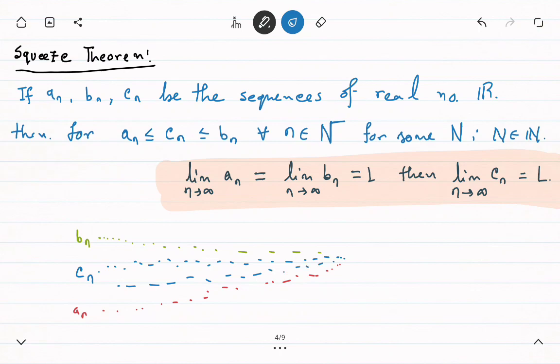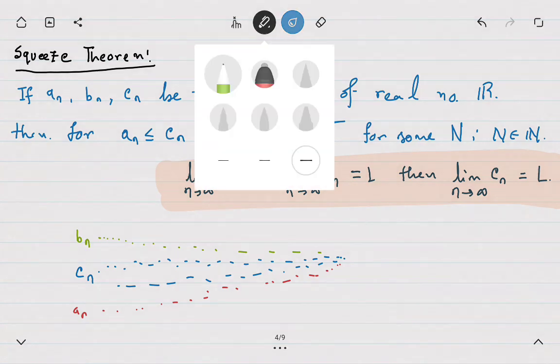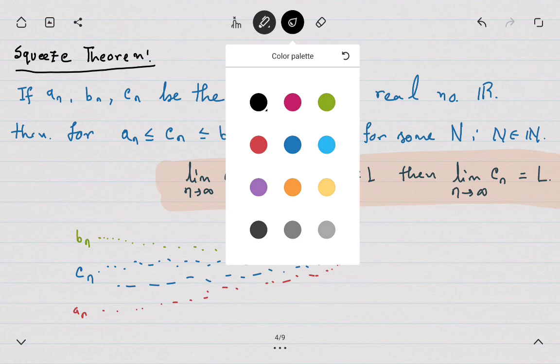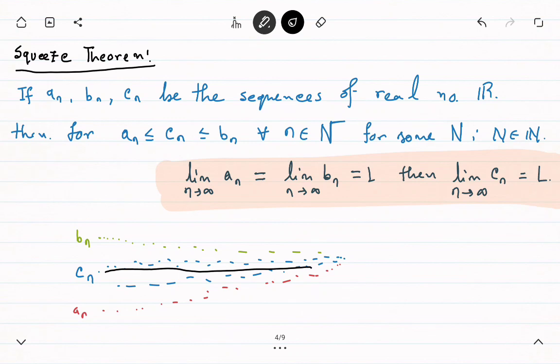And that's how it is approaching. Cn also approaching. Okay, and so this is the point. Say this is what it could be. So this is the point. Say it is A. So when a sequence lies between two other converging sequences with the same limit, it also converges to its limit. So this is the visual definition or visual meaning of the squeeze theorem.